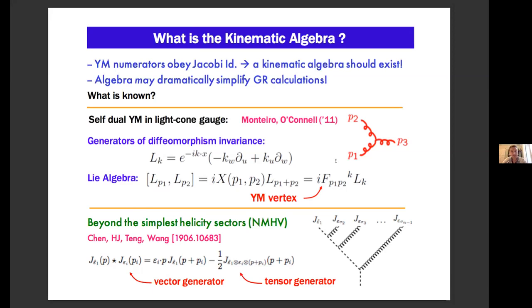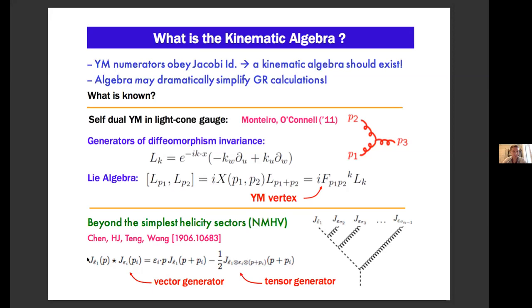If you fast forward in time and go to last year, there's actually been quite a lot of progress in terms of understanding how to write up something that behaves like this, all the way up to next-to-MHV level for Yang-Mills tree-level amplitudes. I'm not going to go into the details because, well, you can read them in this paper. They're a bit messy, so they don't fit the format of this talk.